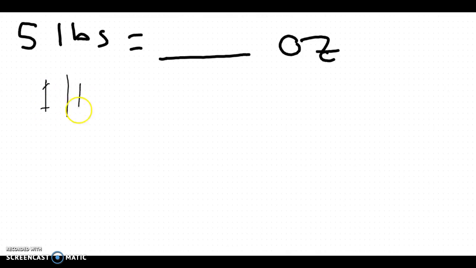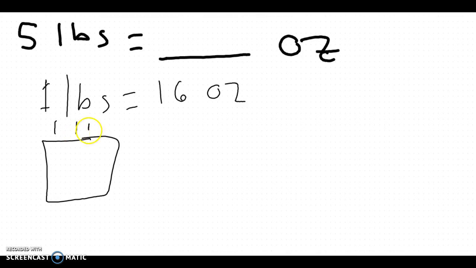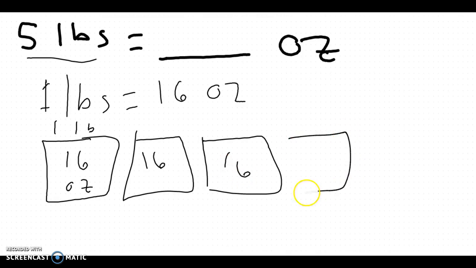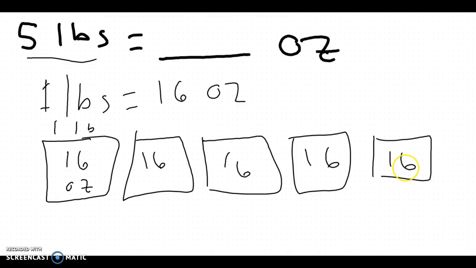So 1 pound is 16 ounces, and I have 5 pounds. So if this is my 1 pound, then there's going to be 16 ounces inside it, and I have 5 pounds. So I would have 16 5 times. Each of these boxes represents 1 pound, and each pound has 16 ounces. I have 5 boxes because the question tells me that there are 5 pounds.